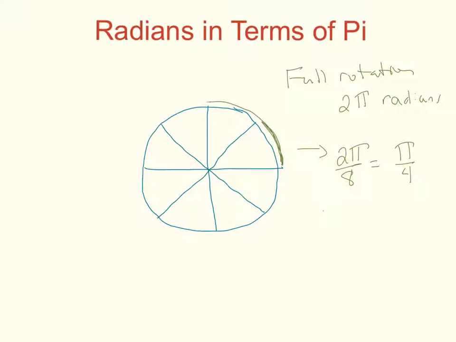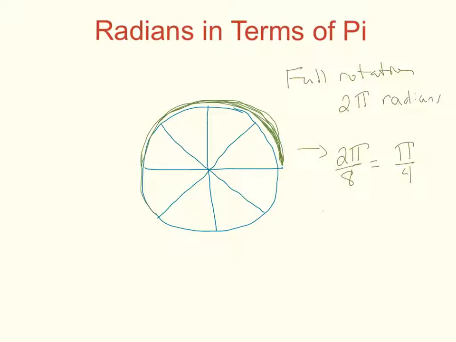So 2 of these would be 2 pi over 4. 3 of these would be 3 pi over 4. 4 of these would be 4 pi over 4, which would simplify down to pi. And we could continue on to 5 pi over 4 and so on. We could go around even more than one rotation, but still, when we look at this, our denominator is constant and has that 4 in it.